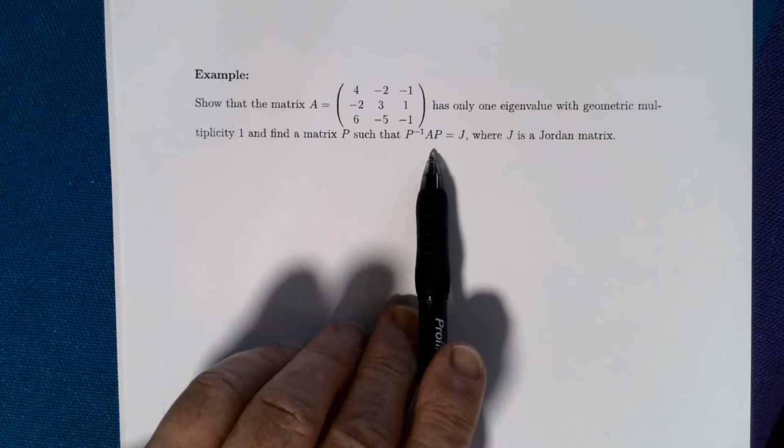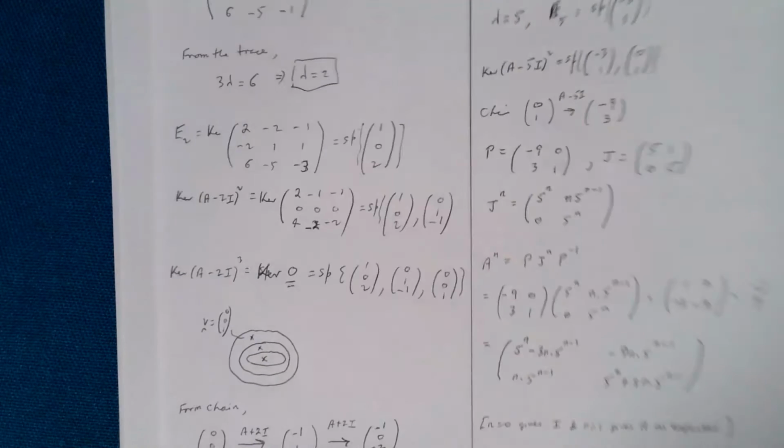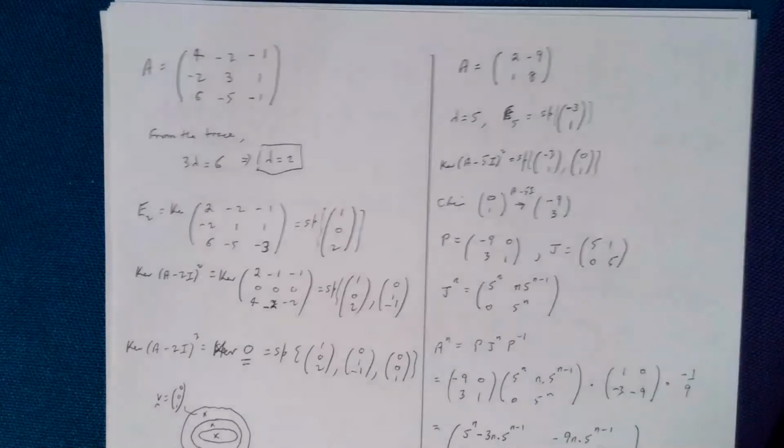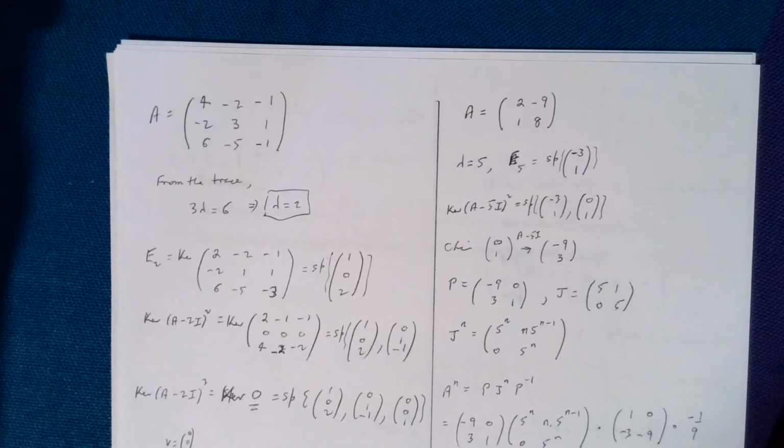You might like to have a go at this yourself if you've worked through the previous video, and then have a look and compare your solution with what I do here. Anyway, here is the worked solution. We're going to start off with this matrix, 4, minus 2, minus 1 and so on, and we want to convert this to Jordan form.